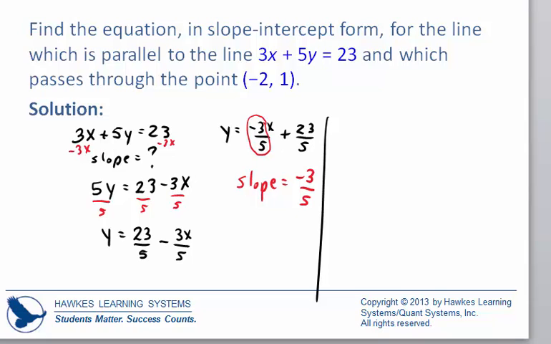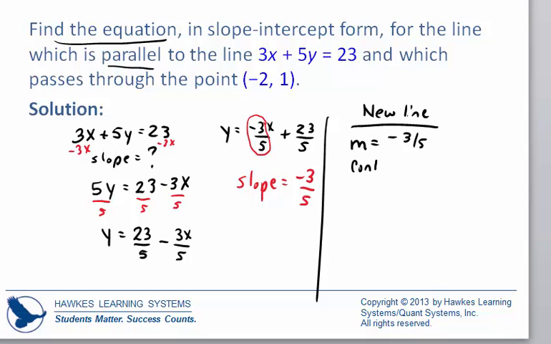All right, so let's talk now about our new line. Our new line that we're looking for the equation of has to be parallel to the original line. So what do we know about our new line? We know that if it's going to be parallel to this line, it has to have the same slope. So we know that the slope of the new line is negative 3/5 as well. We also know that our new line is going to pass through the point negative 2, 1.